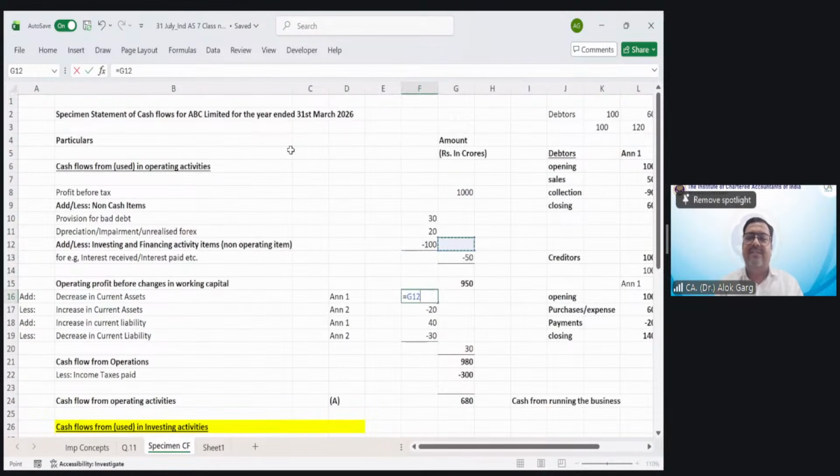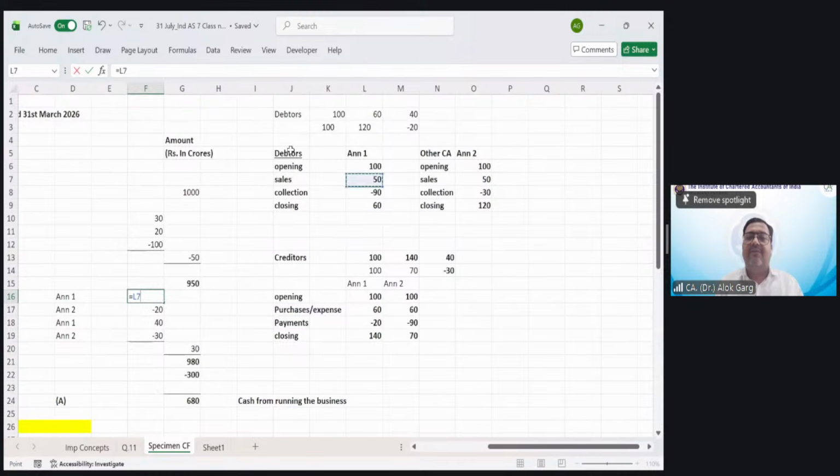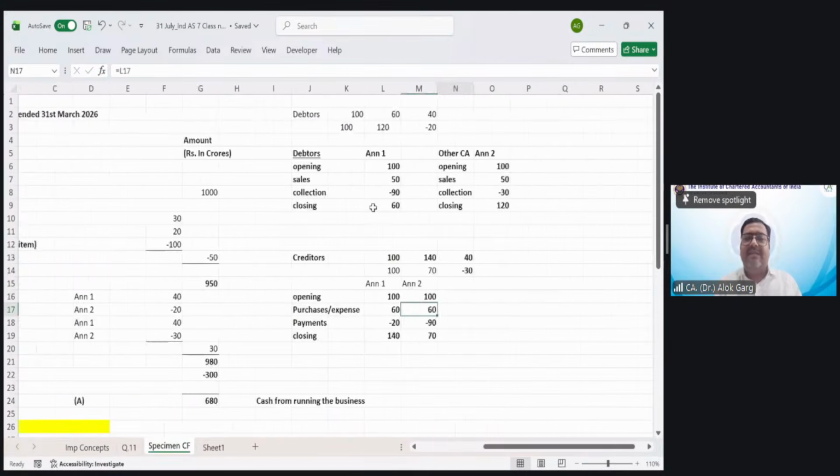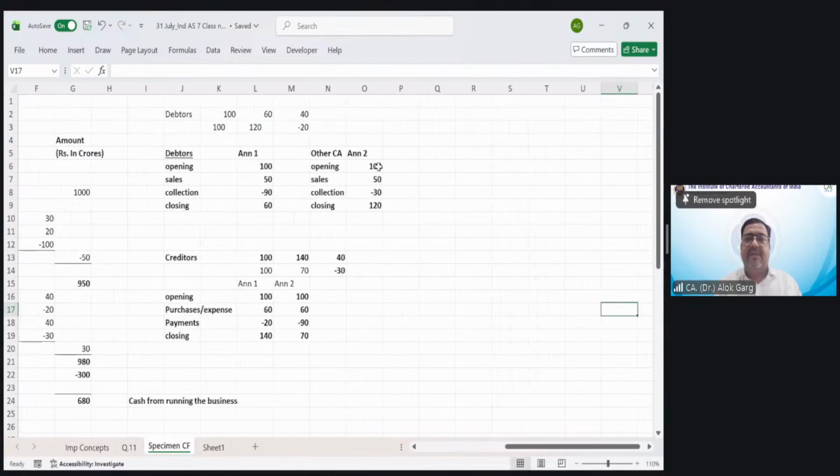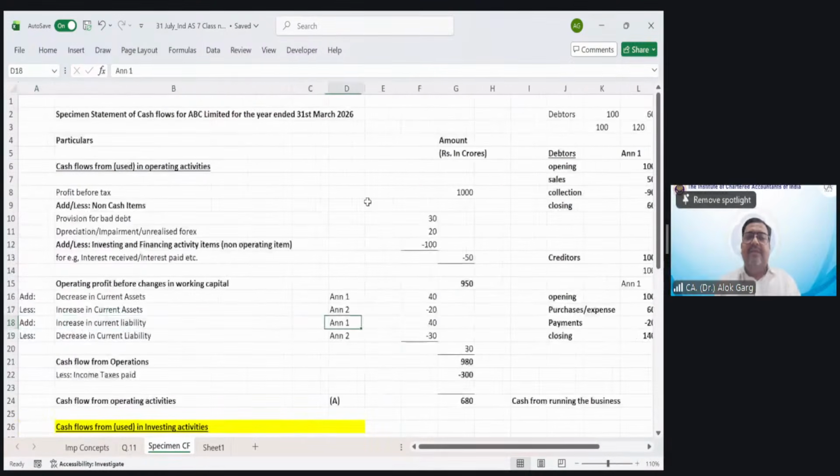What will you do if there is a decrease in the current asset? You have to show it as a positive cash flow. Vice versa, for an increase in the current asset, for example other current asset: it was opening 100, sales was 50, but you received 30 only. Your closing debtors have increased, your closing current assets have increased. Increased current asset means negative cash flow. So here, this is minus, closing -40.